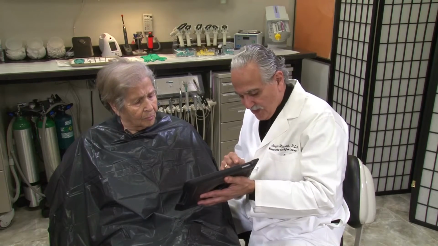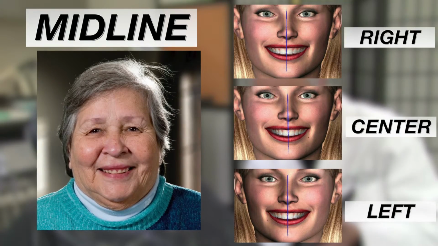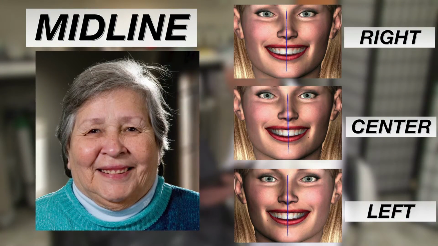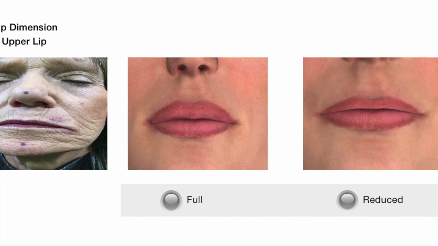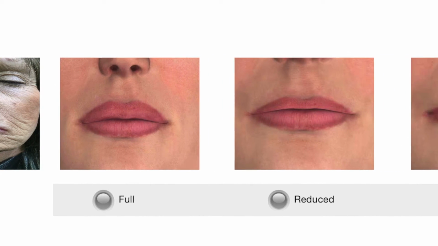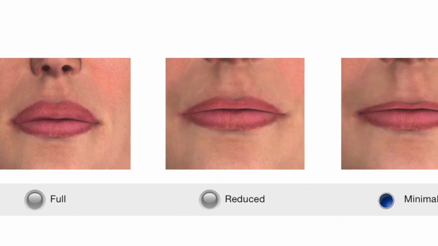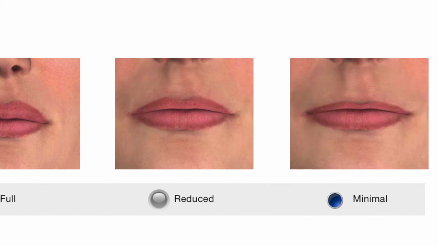I want to check asymmetry. I want to check how much tooth shows. I want to check midline position. All this is important. How about the vermilion border? We say, what is the dimension of the lip? Is it a full lip? Is it slightly reduced, or is it minimal? And that happens with vermilion borders.